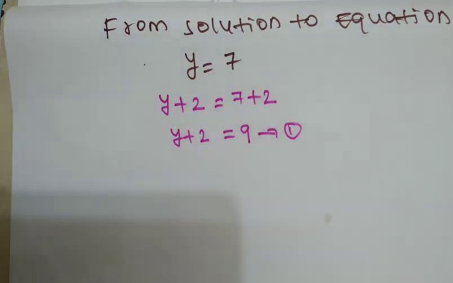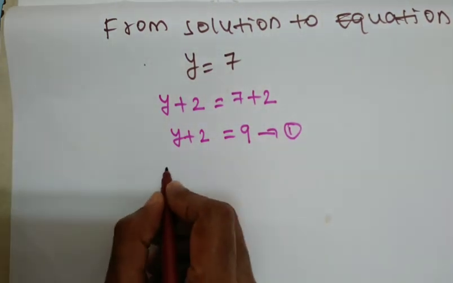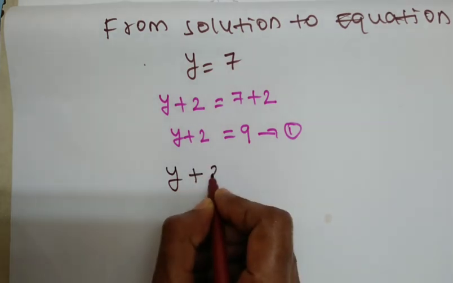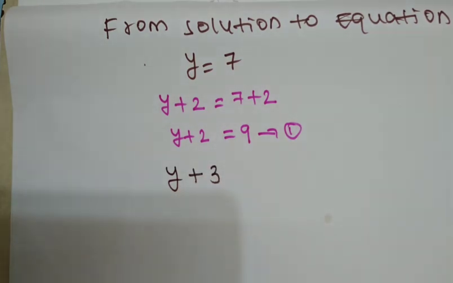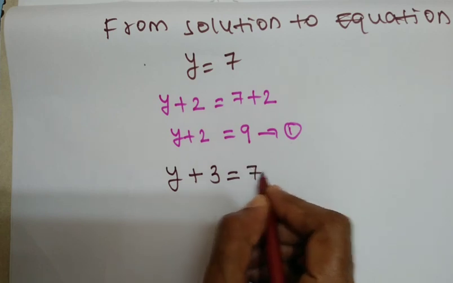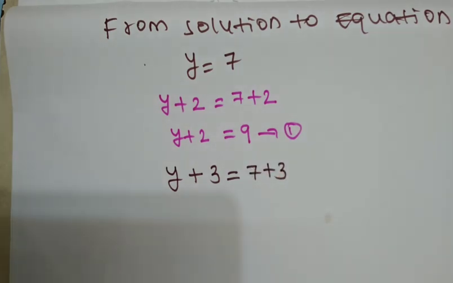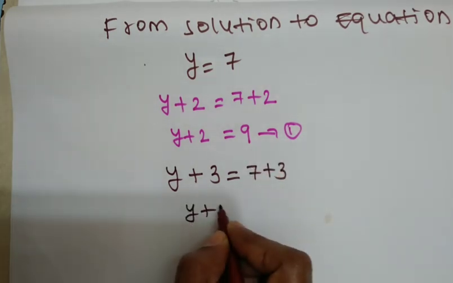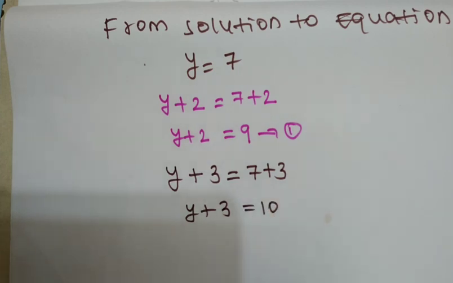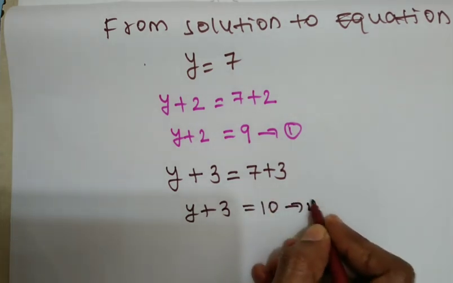Now let us see one more example. I will add 3 to both sides. Then you will get one more equation, that is y plus 3 is equal to 7 plus 3. So y plus 3 is equal to what? 10, isn't it? Now we got the second equation.